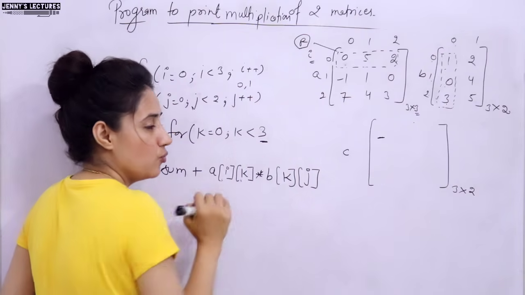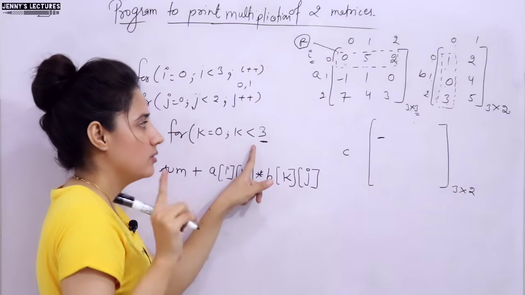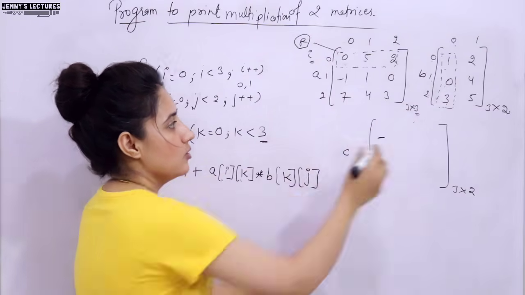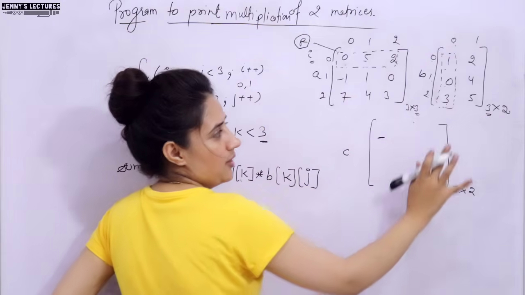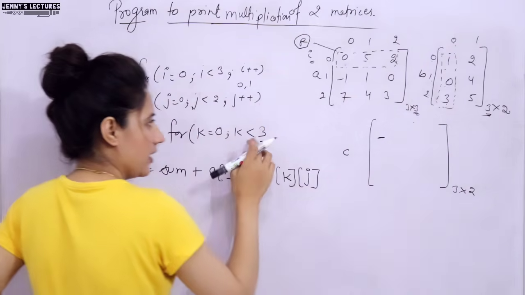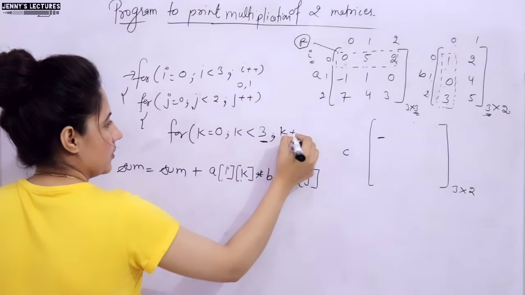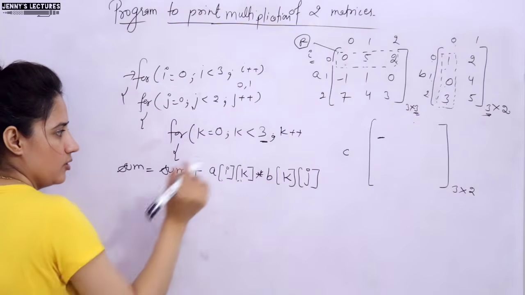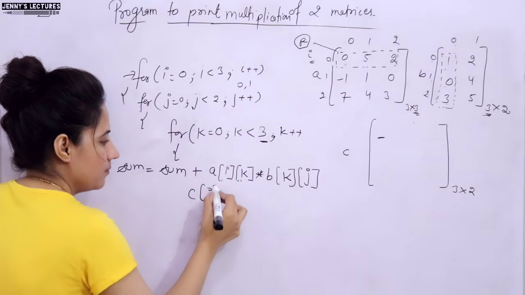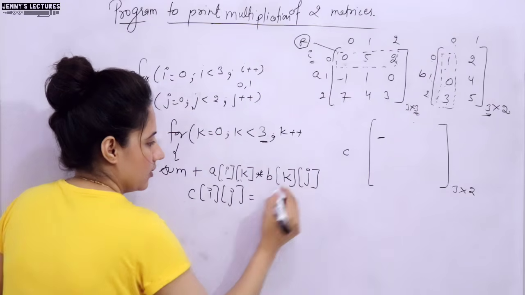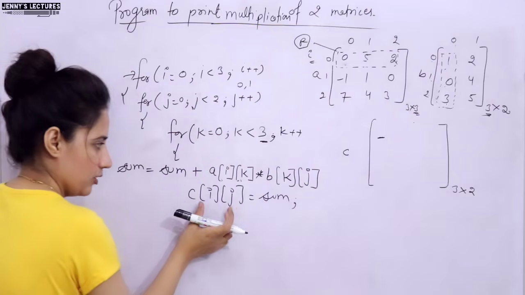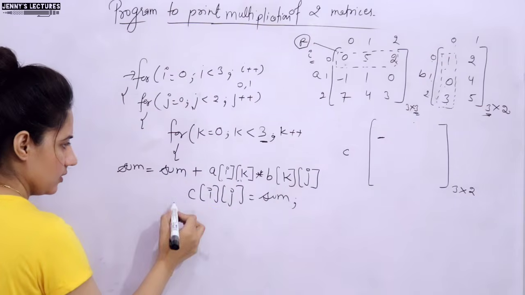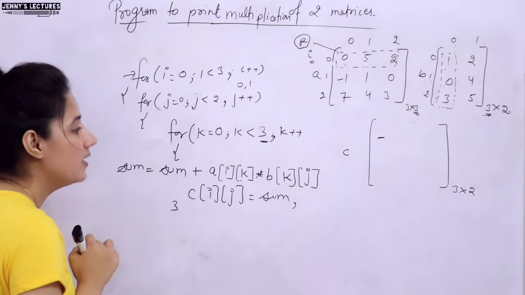Or here what you can write, the upper bound must be either the number of columns of the first matrix or the number of rows of the second matrix. Here both are 3 and 3. So that is why it is 3 and k plus plus. And this line you will write down in this loop, okay. And whatever the value in sum, obviously we are going to store that value in this matrix. So at C of ij here we will store sum, fine, that's it, right.